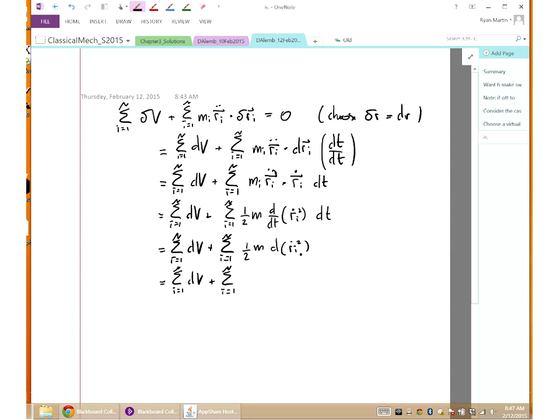So that's the sum from i equals 1 to n of dV plus the sum from i equals 1 to n. I can bring the half m into the d, because the half m is a constant. So it's d of a half m ri dot squared, and that's the same as d/dt. I forgot to say the i's everywhere on the v as well.